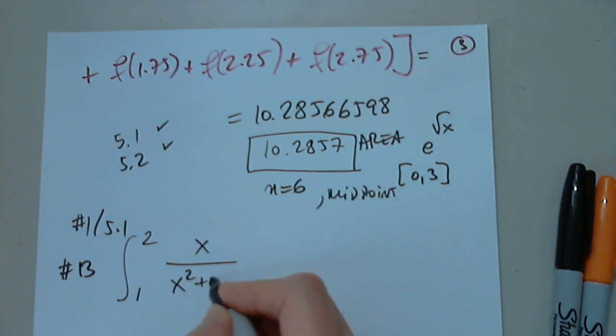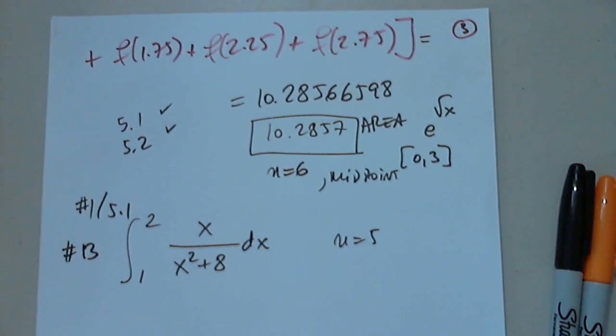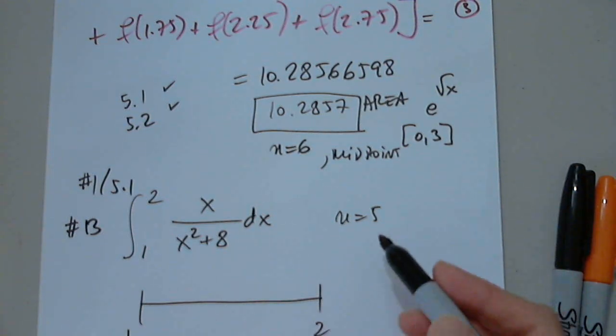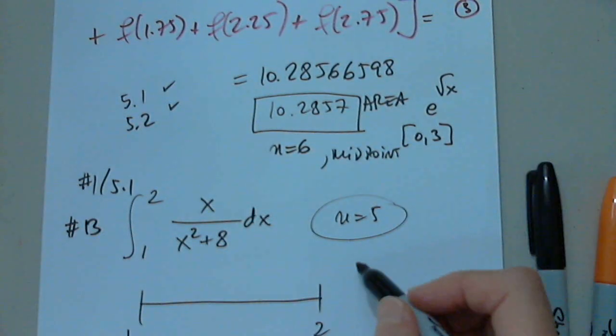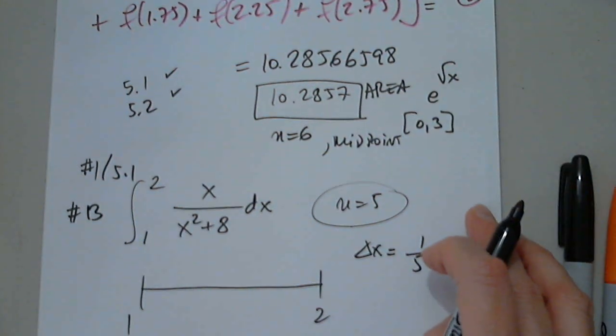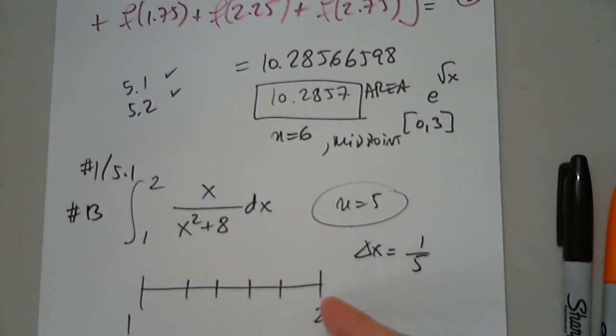2x over x squared plus 8 dx, and we have n equals 5. Okay, good. So the interval between 1 and 2 has to be split into 5. So then delta x is 2 minus 1, which is 1 over 5. So 1, 2, 3, 4, 1, 2, 3, 4, 5.